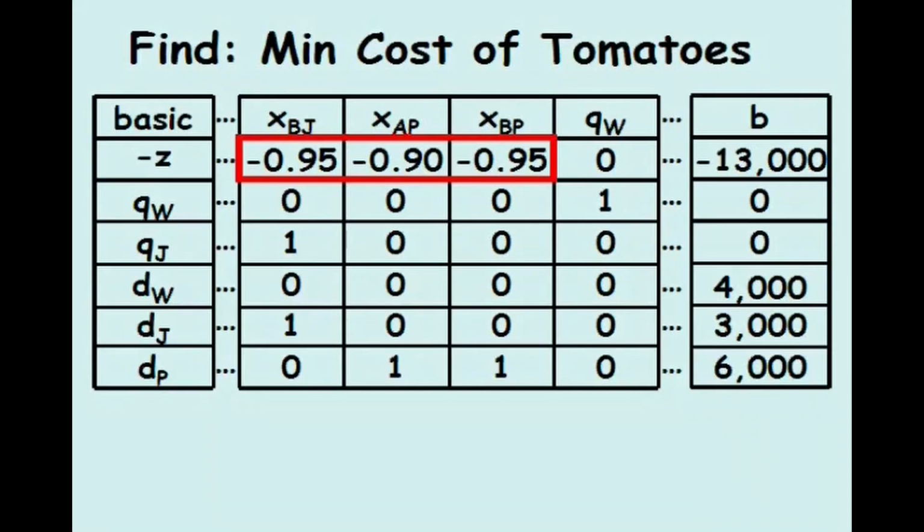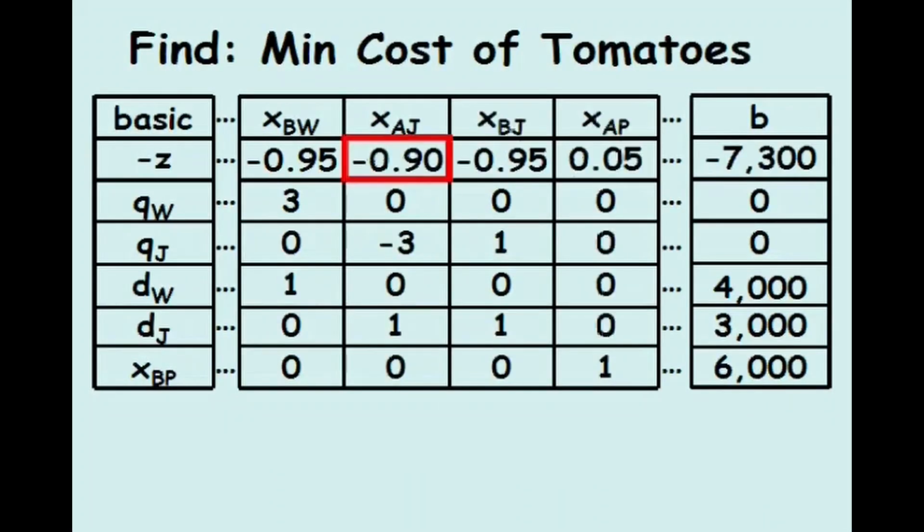In this first step, we'll select variable XBP, which refers to the quantity of grade B tomatoes used in the paste, to enter the basis in place of variable DP, which refers to the quantity of unmet demand for tomato paste. The pivot operation involves adding 0.95 times row XBP to row Z.